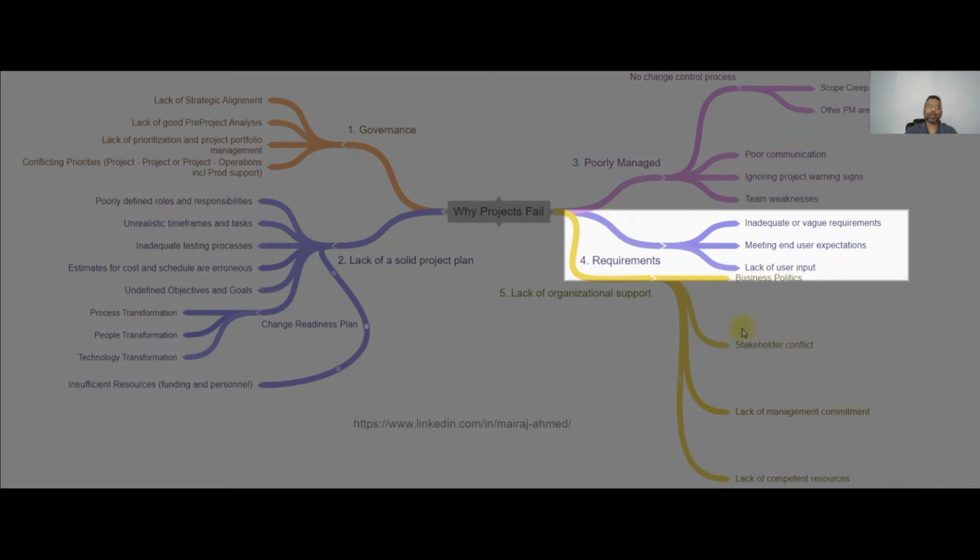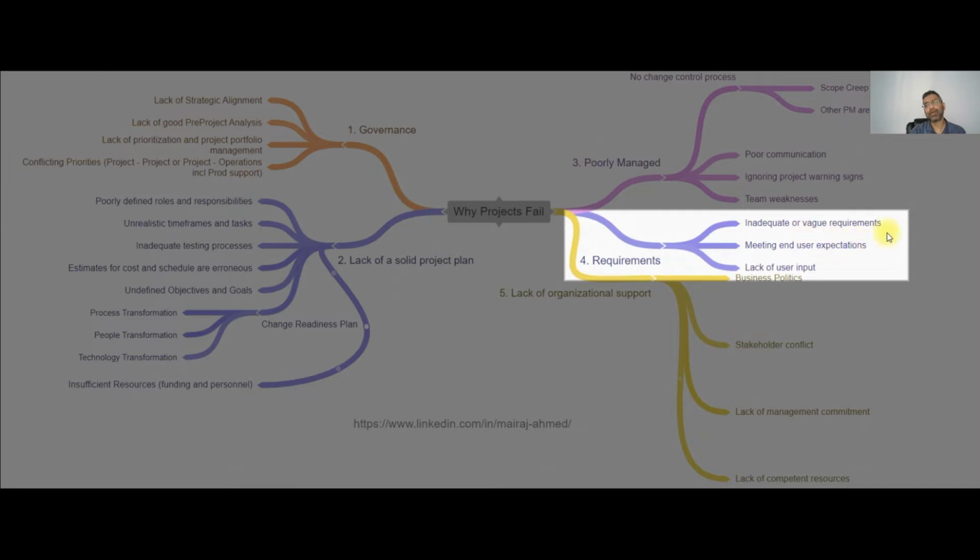Hello. So this is part four of the series of why projects fail. In this category, we're going to be talking about requirements, or lack of solid requirements. Some of the things that I've seen over the years regarding requirements are inadequate or vague requirements, not meeting end user expectations, not articulating exactly what the end user needs, and lack of user input. So we'll talk about each of these next.